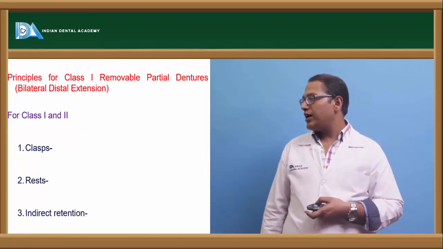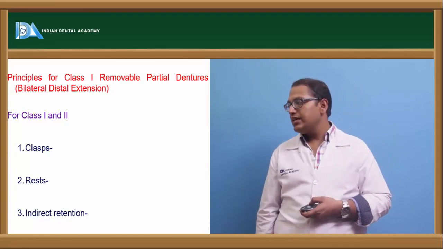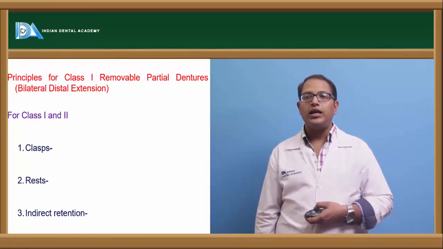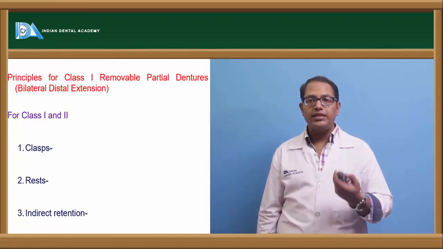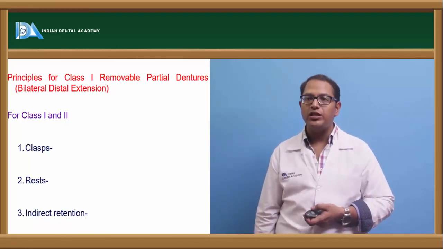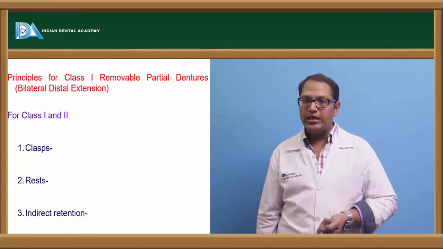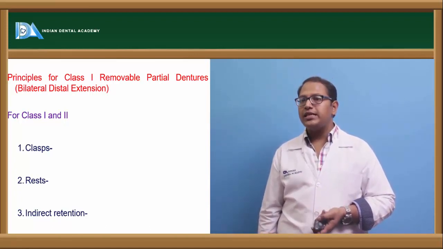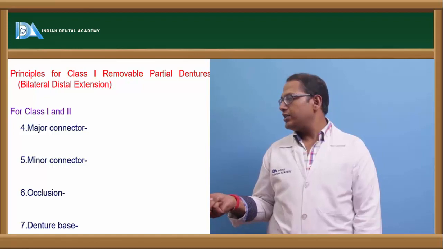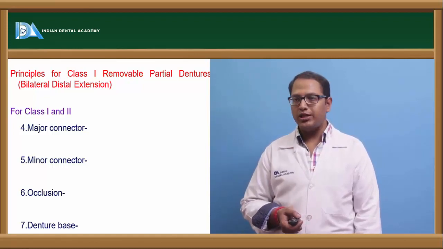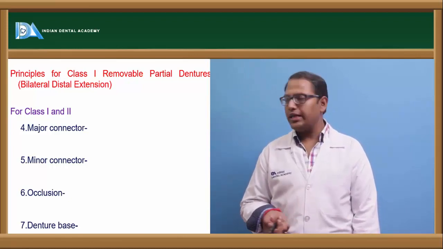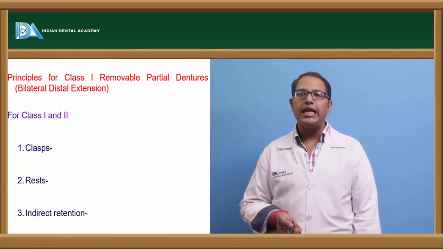Principles for class 1 removable partial denture: bilateral distal extension cases, for class 1 and class 2. Now we need to see what the different designs are that we have to advocate for fabrication of a removable partial denture in cases of class 1 design. So the different designs, the principles for class 1 removable partial dentures, that is bilateral distal extension cases for class 1 or class 2 for that matter. First we will see the clasp, how it should be.